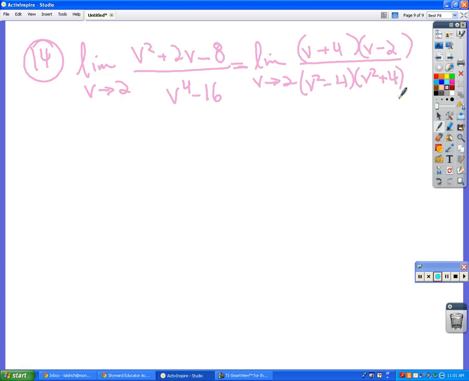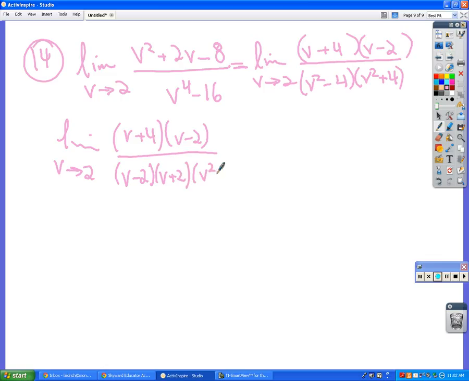I just made it all difference of 2 squares, which is what Mary did on the other problem, and then she double factored it. You have to remember that you can only factor the one thing. So it's not the double difference of 2 squares. It's the difference of 2 squares once, and then this becomes v minus 2 times v plus 2 times v squared plus 4.